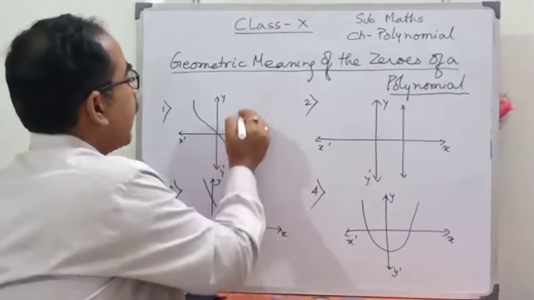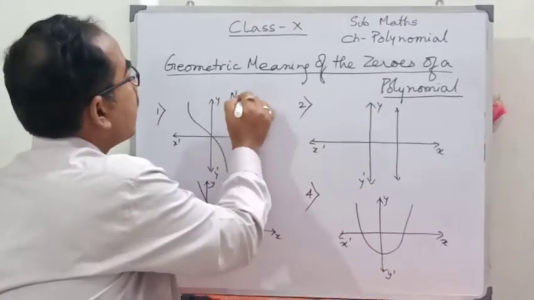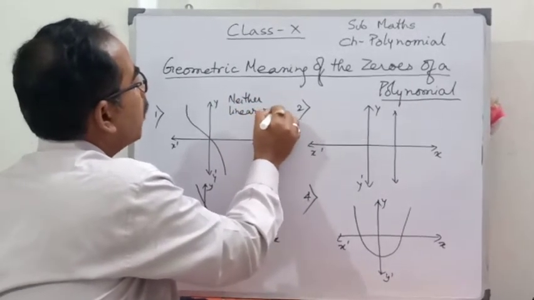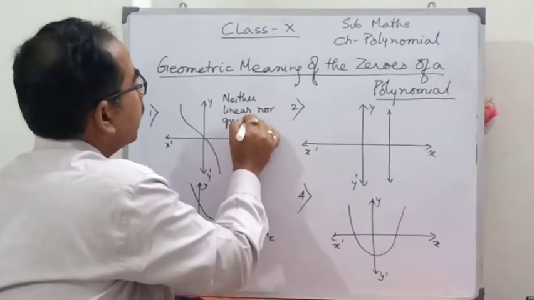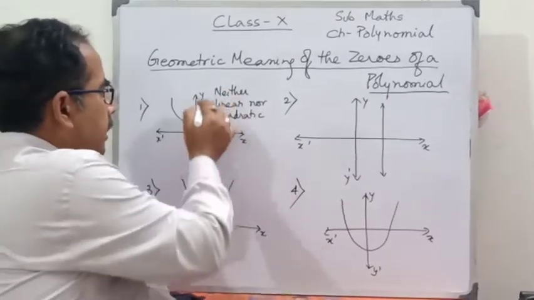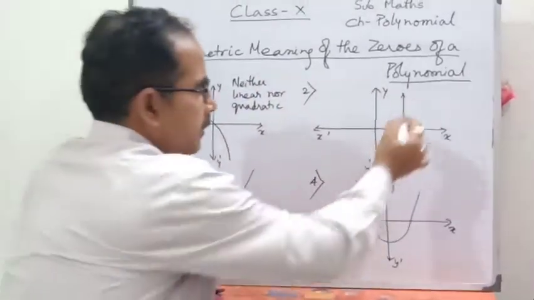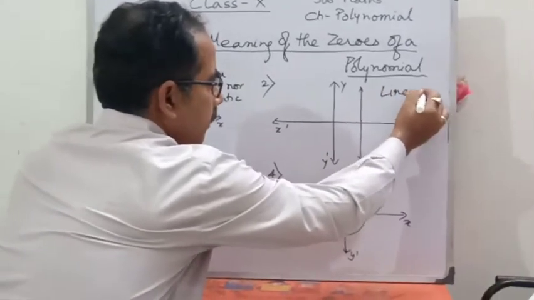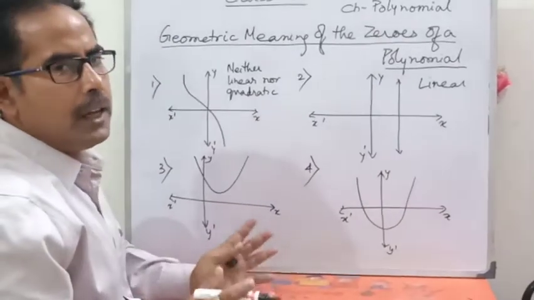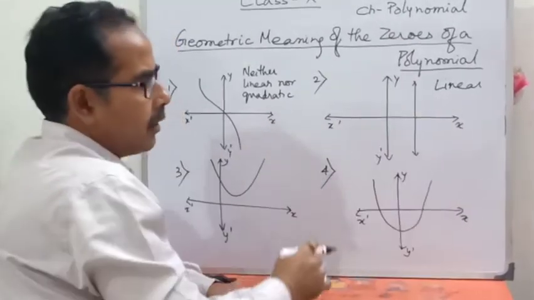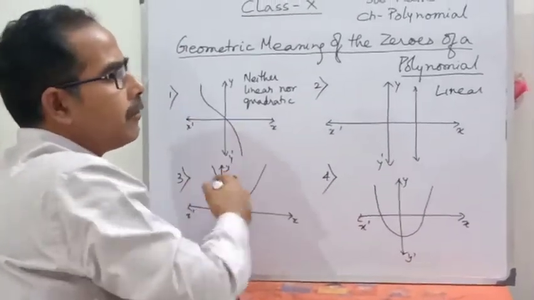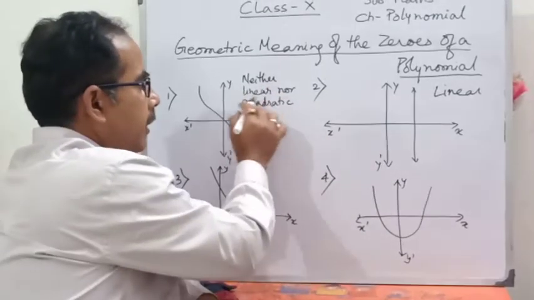Here it is neither linear nor quadratic. I hope it is clear. Because look here, this is a linear polynomial because it goes as a straight line. We know very well, a linear polynomial always goes straight. So this is the linear polynomial. This one is neither straight nor completely curved in a quadratic form. So it is neither linear nor quadratic.